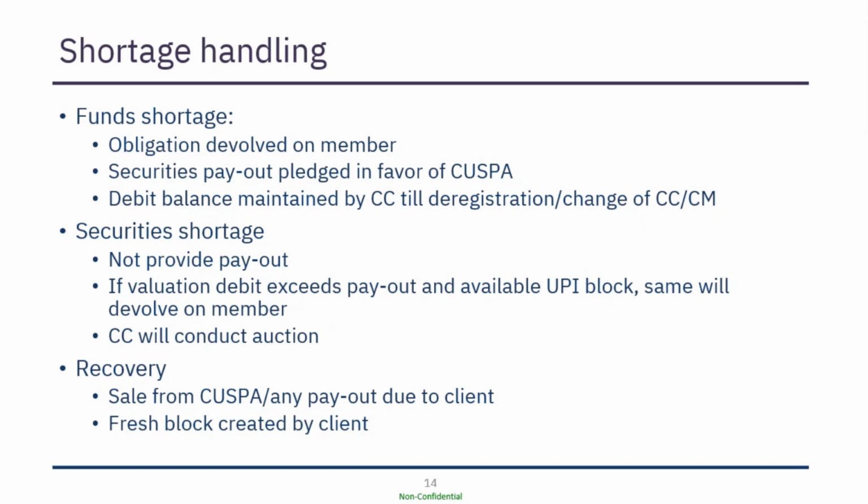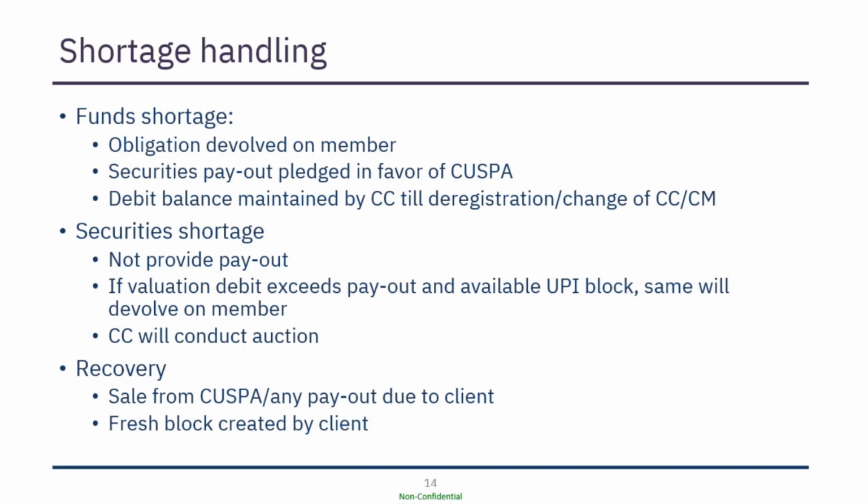And this debit balance of the client we will continue to maintain in perpetuity, unless and until one of three things happens: the member deregisters the client, or there is a change of CC by the member, or there is a change of CM by the member. It is expected that for such shortages you should not recover it outside this system from the client. If you are going to collect it from the client, then there can be a double debit. You will collect, and from any future payout we will also debit and give you. So if you are going to collect it from outside, you should probably deregister the client so that this debit balance becomes zero and you have collected it from outside.